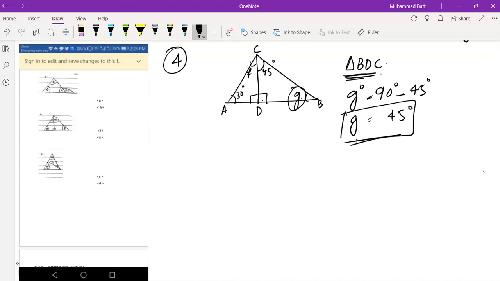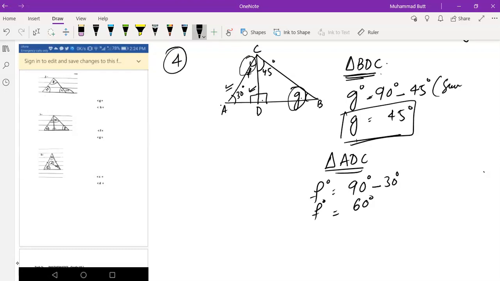Now we'll move to the other part of the triangle. This triangle is named as ADC. Over here we have to find out angle F. The other two angles are 90 degrees and 30 degrees. So if we want to calculate angle F, we have to subtract 30 degrees from 90 degrees and it is 60 degrees. Again, this is the property, sum of the interior angles of a triangle.